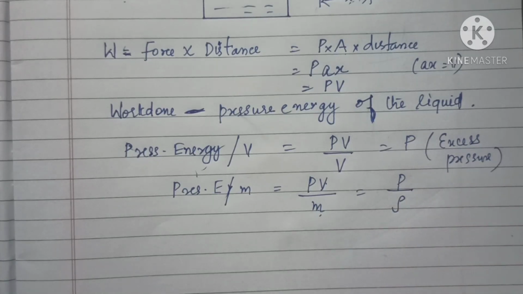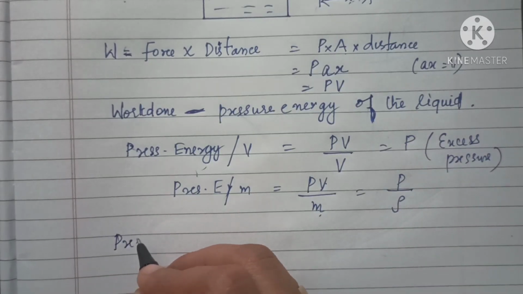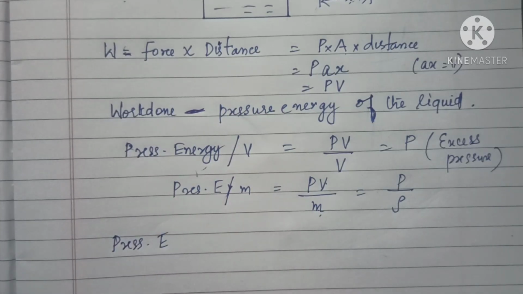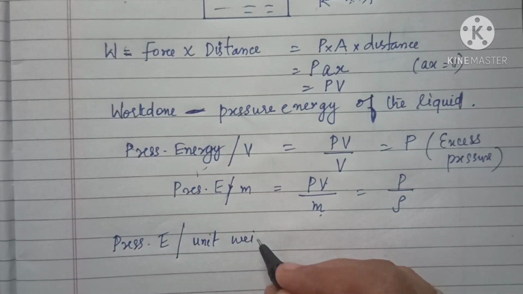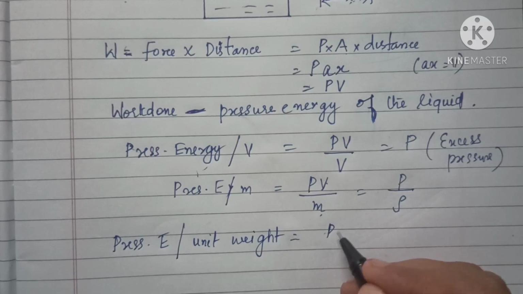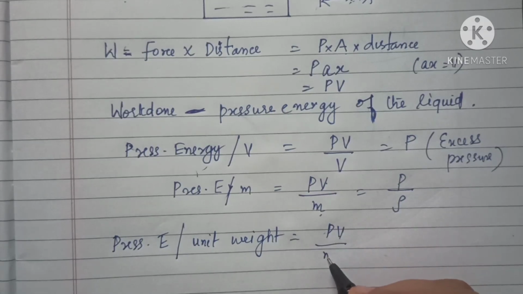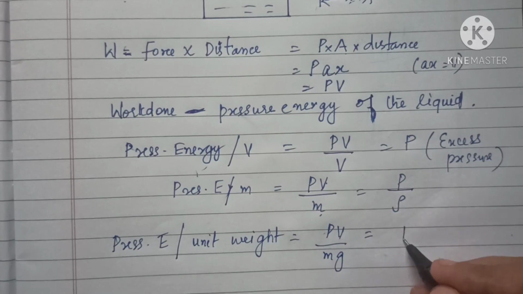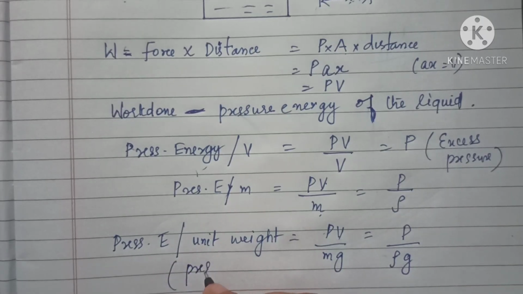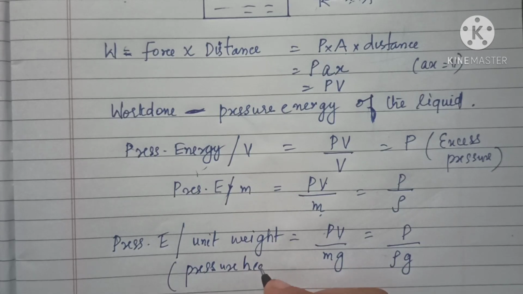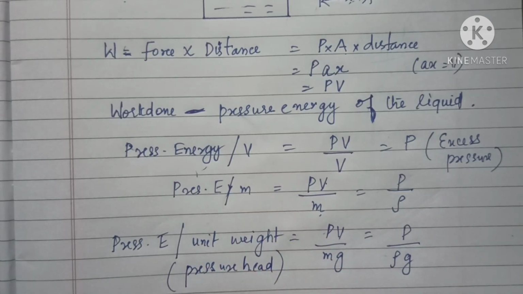Also pressure energy per unit weight is given as PV divided by mg. Again it is P divided by rho g. Clear? P divided by rho g, and this is called pressure head. So pressure head is P divided by rho g.